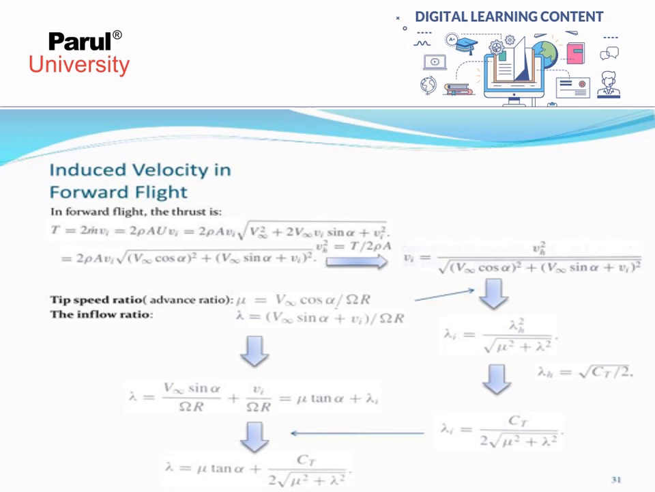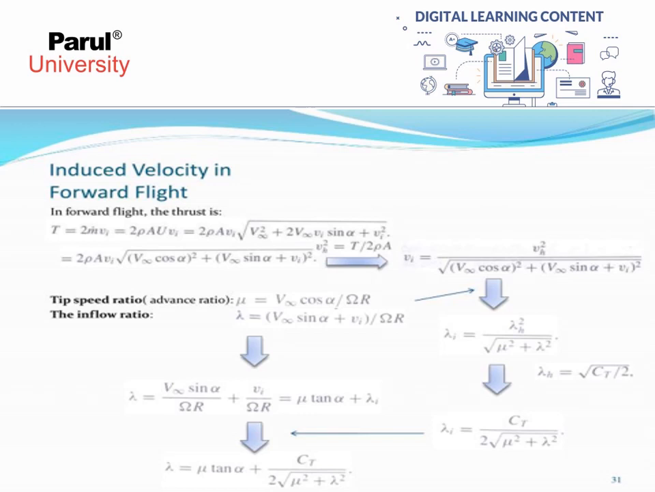Now the tip speed ratio, also called the advance ratio, denoted by mu, is equal to V infinity cos alpha divided by omega R, and the inflow ratio lambda is equal to (V infinity sin alpha plus Vi) divided by omega R. Omega R is nothing but the tip velocity, and V infinity cos alpha is the horizontal component of the velocity in forward flight, and V infinity sin alpha plus Vi is the total velocity near the rotor disc plane, and omega R is the tip velocity.